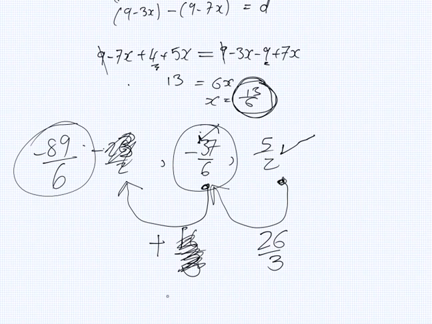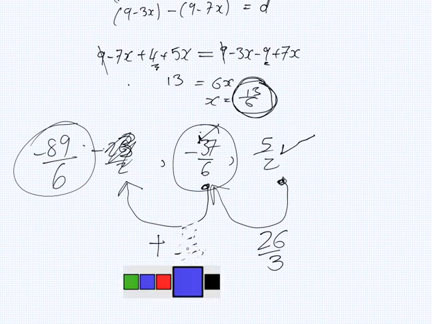Grace, can you give me this number minus this number? Minus 21 over 6 minus 6 over 3. 37 over 6 minus 89 over 6 is 26 over 3. Yeah.